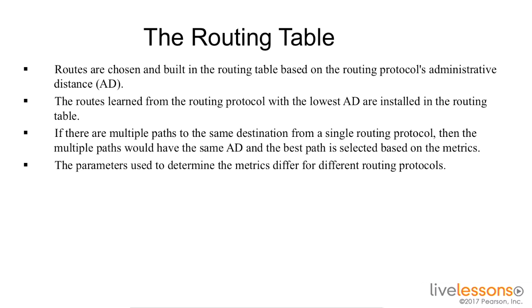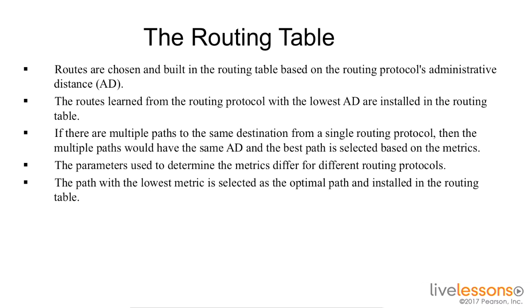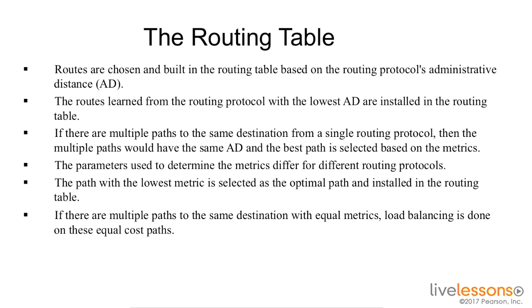The parameters used to determine these metrics differ between routing protocols. For example, a distance vector routing protocol uses hops to determine its metrics. The path with the lowest metric is selected as the optimal path and installed in the routing table. If there are multiple paths to the same destination with equal metrics, load balancing can then happen on these equal cost paths. Depending upon the routing protocol, you can have multiple equal cost paths.